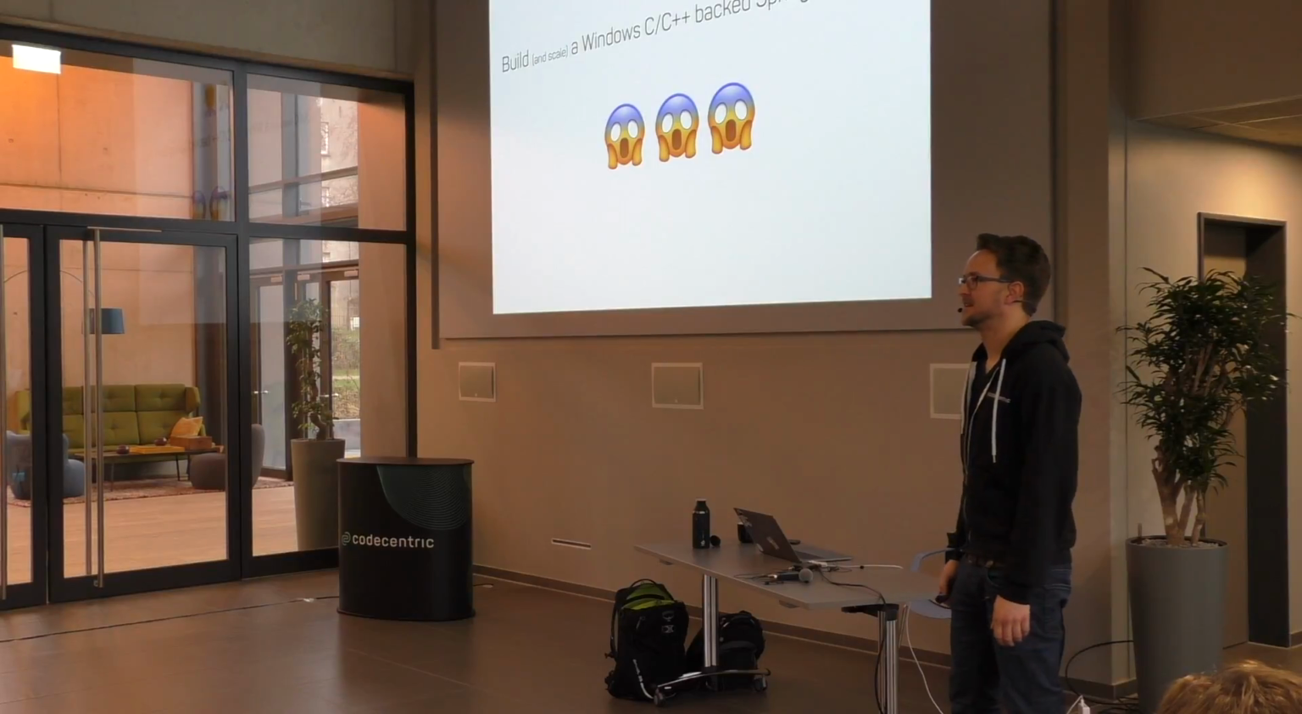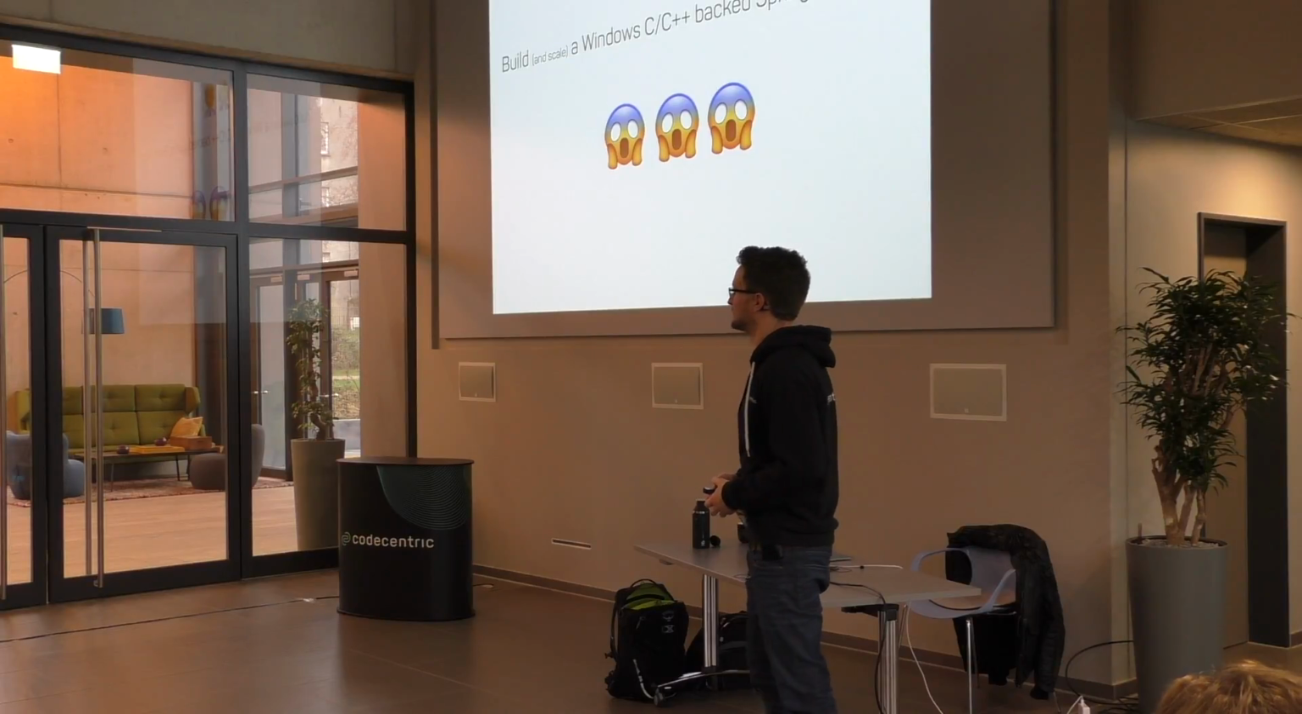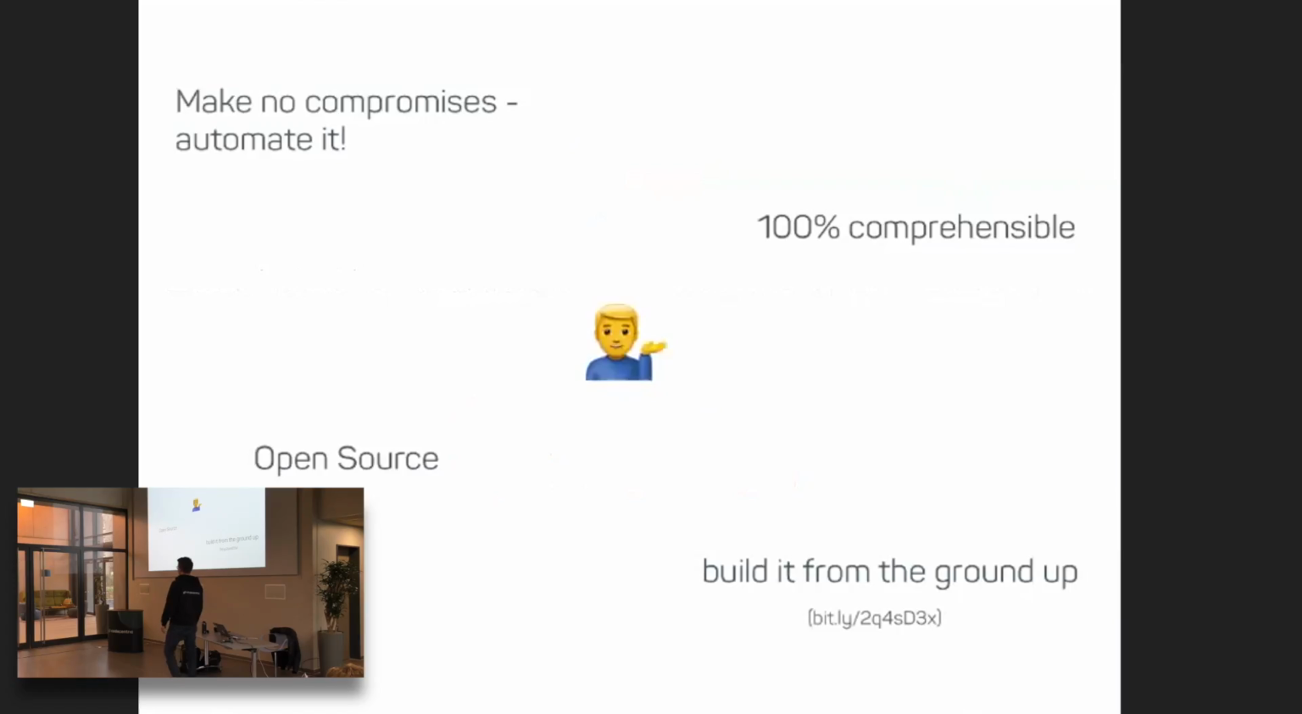But there are some things I could really advise to do, and it boils down to these four. The first is make no compromises, automate it. Just take the time to automate this stuff, because you will need the time for other things in your project. Especially if you're working with this Windows stuff, you always need to have the situation that you can just delete everything and start new. And it's just possible with automation.